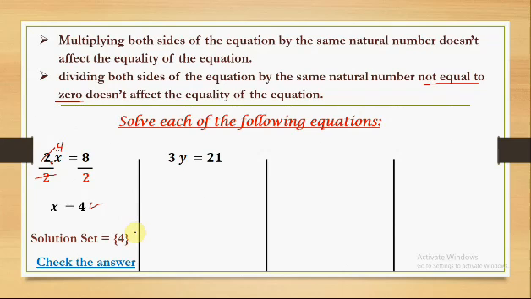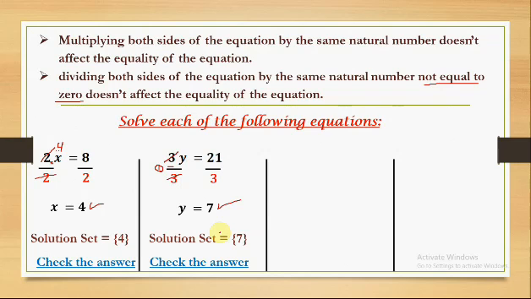The next one. 3y equals 21. We need the y alone on one side, but we have a problem with the 3. It is multiplied, change it into division. Divide by 3 and divide by 3. 3 divided by 3 gives 1. And 21 divided by 3 equals 7. Finished? Not yet. Check your answers. 3 times 7 equals 21? Yes. So I can say the solution set here equals 7.